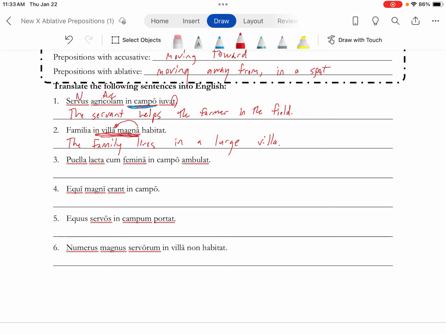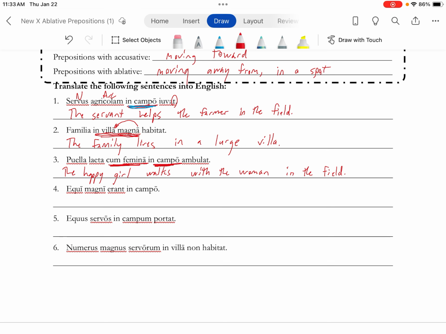Next sentence, puella laeta cum fēminā in campō ambulat. We actually have two prepositional phrases. So puella laeta ambulat, the happy girl walks, cum fēminā, with the woman, in the field, in campō.